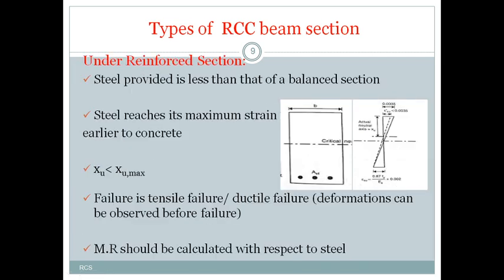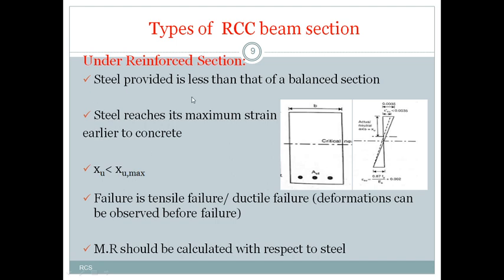So next, the under reinforced section. The definition of an under reinforced section is that the steel provided is less than that of a balanced section. We have already discussed the balanced section. So whatever amount of steel we provided for the balanced section, if we provide less steel than that in a particular section, then we can say that section of a beam is called an under reinforced section.